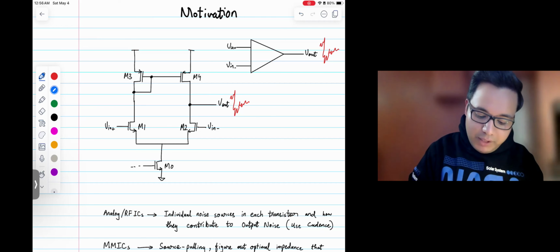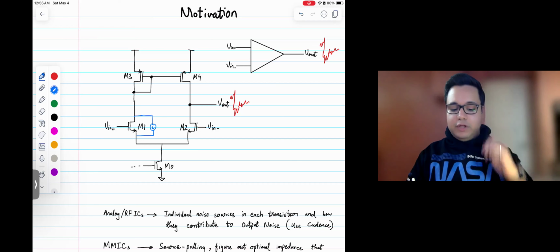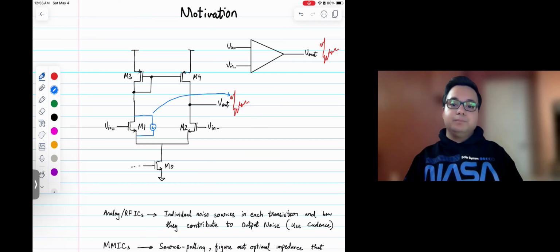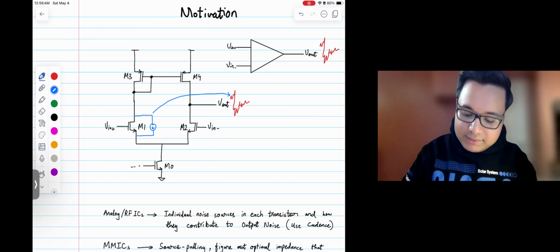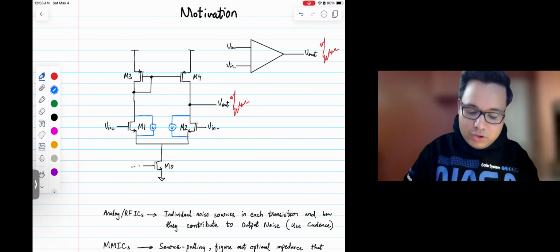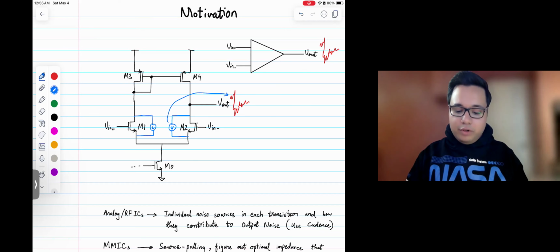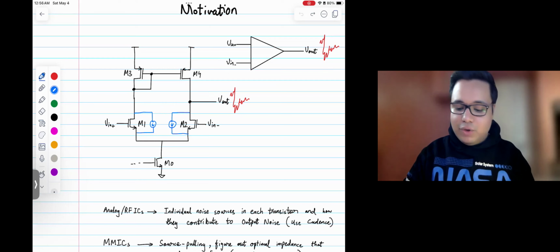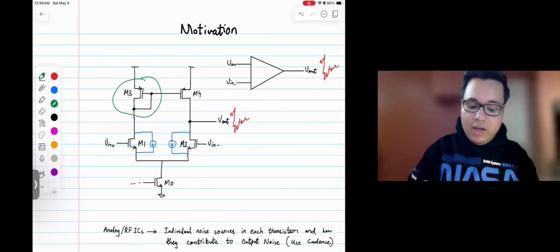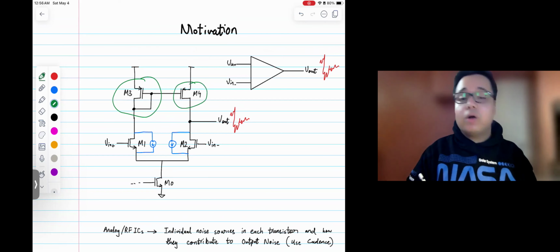But let's say I ask you this: M1 has thermal drain noise. So how does that noise contribute to the output node of my amplifier? I could ask the same question for M2. M2 also has thermal drain noise, right? So how does that noise contribute to the output? How much of that noise shows up at the output node of the amplifier? And so you can see the line of questioning I have over here, right? I can also ask the same thing about M3. How much noise does M3 contribute to the output? How much noise does M4 contribute to the output?